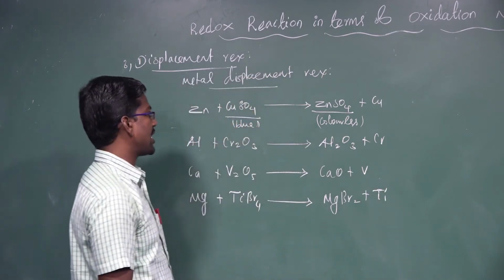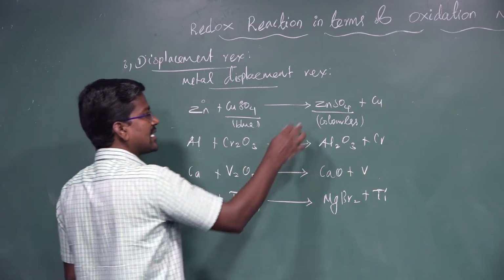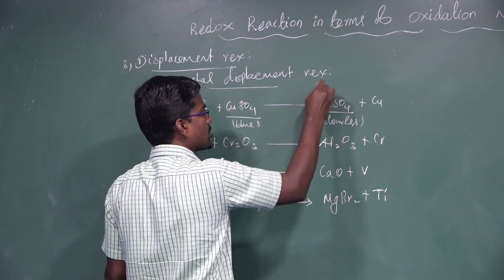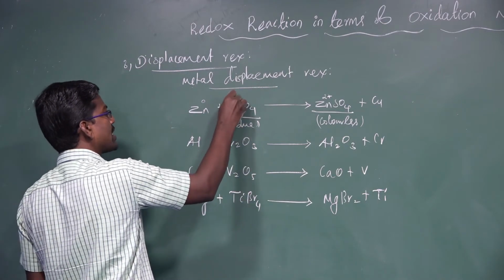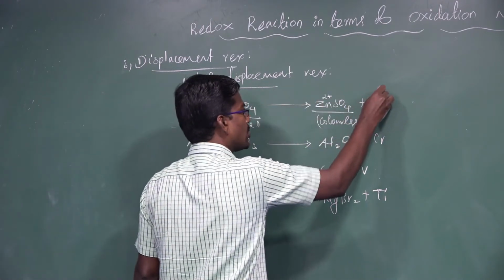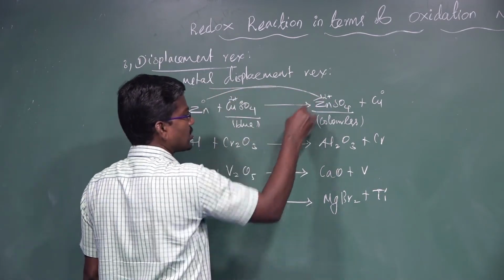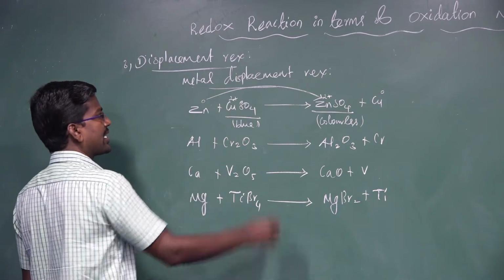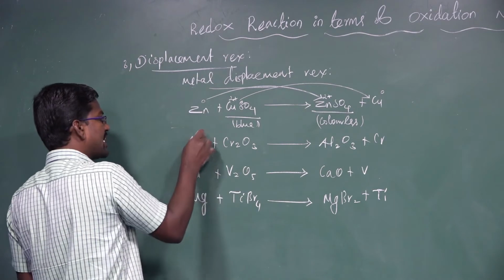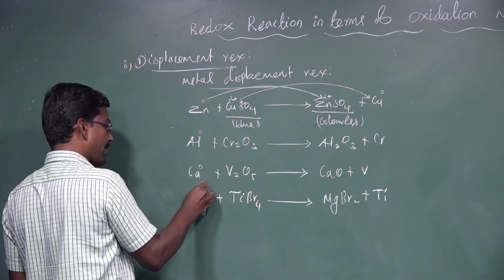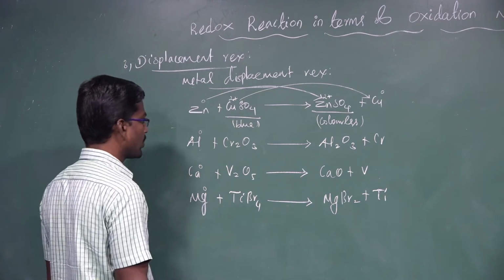Magnesium bromide plus titanium. What is the oxidation state of zinc? 0. What is the oxidation state of zinc in zinc sulfate? Plus 2. What is the oxidation state of copper in copper sulfate? Plus 2. Oxidation state of copper metal, 0. Oxidation number increases from 0 to plus 2. Oxidation number decreases from plus 2 to 0. Redox reaction. The oxidation state of aluminium, calcium, magnesium is 0 because they are simple elements.